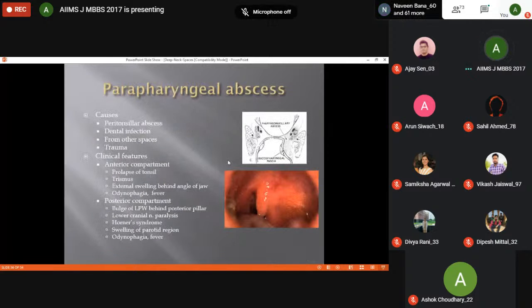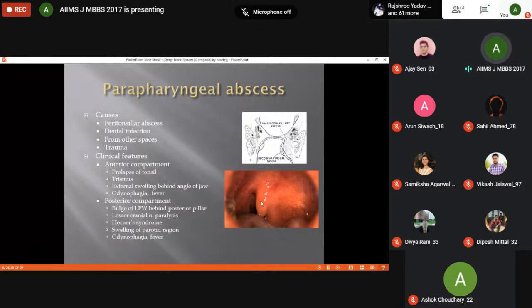Parapharyngeal abscess. In this parapharyngeal abscess, I told you that the medial border is the superior constrictor, as you can see. So when there is pus and edema in this area, it will push the superior constrictor, thereby pushing the tonsil. So the tonsil will be pushed. As this is not an area of infection, the mucosa over the tonsil is absolutely normal, and this is the uvula.